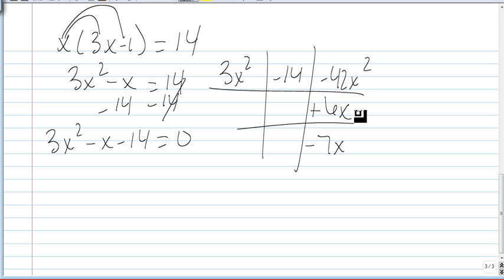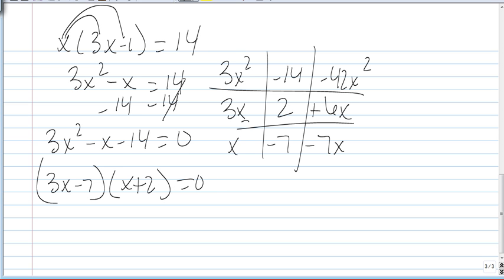Okay, so now let's fill in our chart. So I know that 3x times x is 3x squared. And now let's fill in the middle. 3x times what number is 6x? 2. And x times what is negative 7x? It's negative 7. So now this factors down to 3x minus 7 and x plus 2, and both of those equal 0. So now you're going to take both of those and set them equal to 0 and solve.